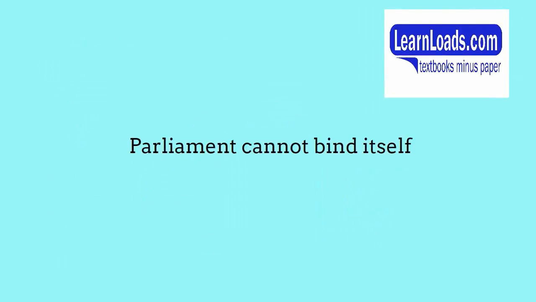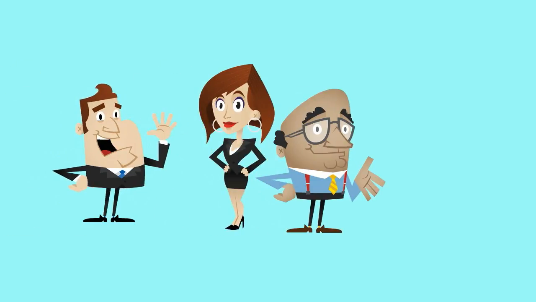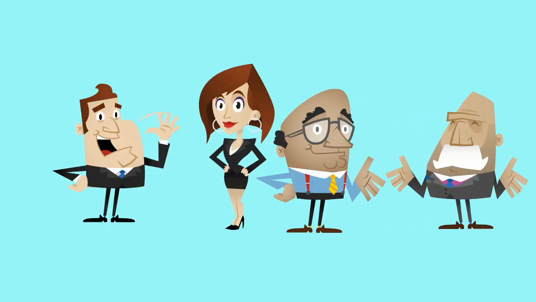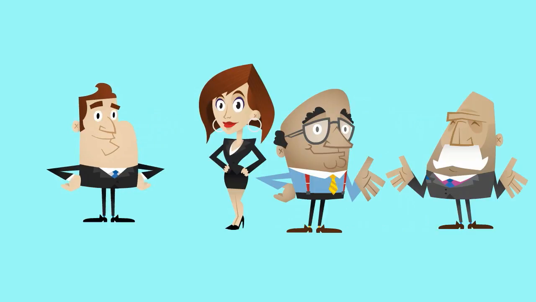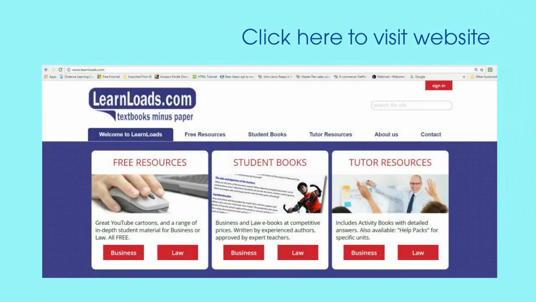Fourth thing to say about parliamentary supremacy is Parliament cannot bind itself. It's part of the Constitution that any act passed can be later repealed, either by the same Parliament or by any subsequent Parliament. So, there you are. A brief guide to three important principles in constitutional law: the separation of powers, the rule of law, and parliamentary supremacy. Hope this helps. Thanks very much for listening.